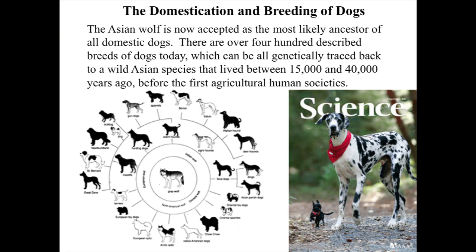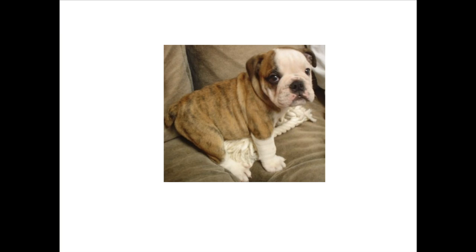And the Asian wolf is now accepted as the most likely ancestor of all domestic dogs. And that genetically, these can all be traced back to this wild Asian species between 15 and 40,000 years ago, before the first agricultural human societies, in fact. So I think this is a striking example of how humans have selected and bred for characteristics in a complex organism. Another really cute puppy picture as a bulldog.